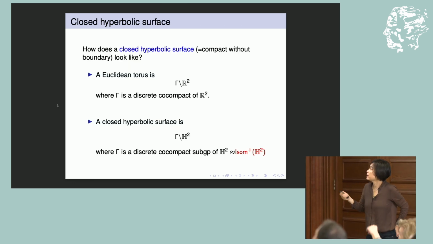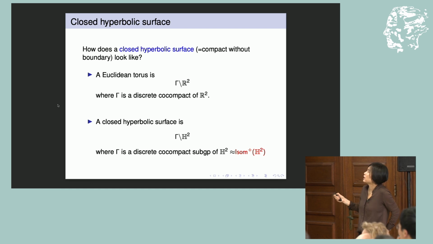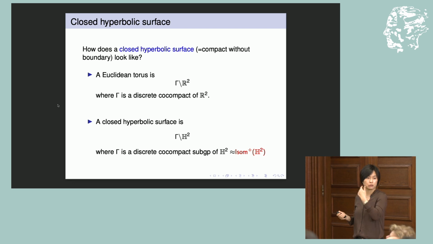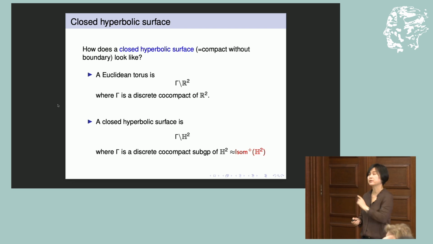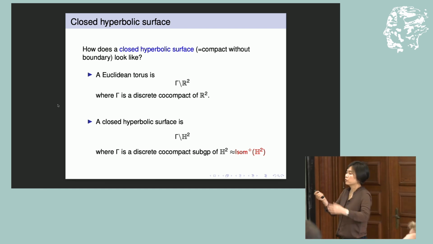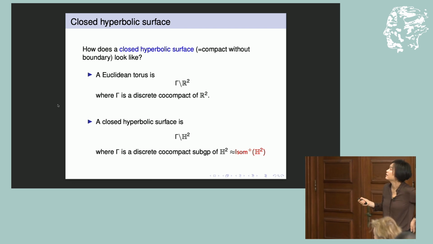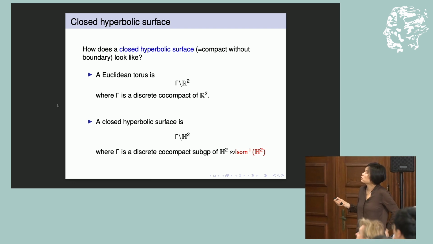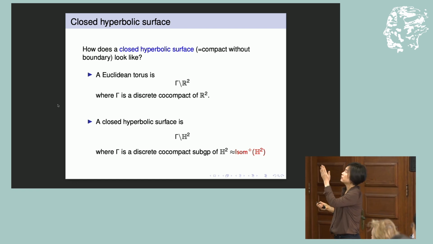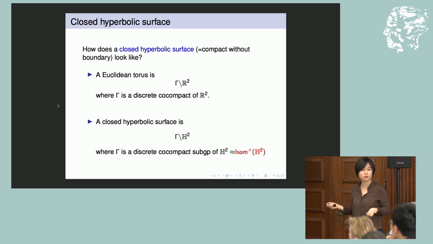So now, what is a closed hyperbolic surface? By a closed hyperbolic surface, I mean a compact hyperbolic surface without boundary. So how does a closed hyperbolic surface look? And of course, H2 is not compact, so it's not a closed hyperbolic surface. So remember what the Euclidean torus was? The Euclidean torus is the quotient of R2 by a discrete co-compact subgroup of R2, right? That was the Euclidean torus.